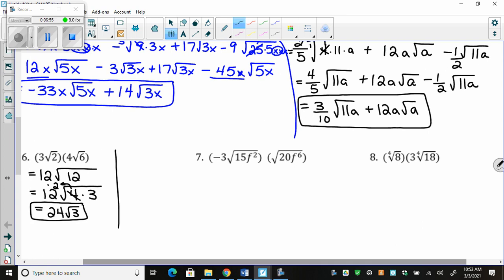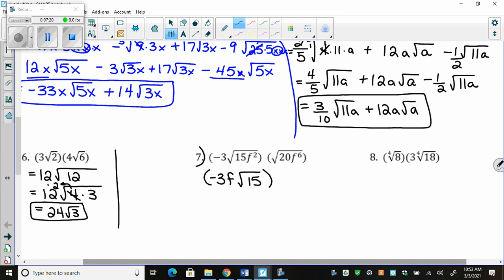Okay. The next one, I can break the 15, this is a number. I can break the 15 up into what numbers? Trick question. 5 and 3, 1 and 15, both are useless, so nothing, right? But the f squared, I can bring out as a f. So I can go negative 3f root 15.